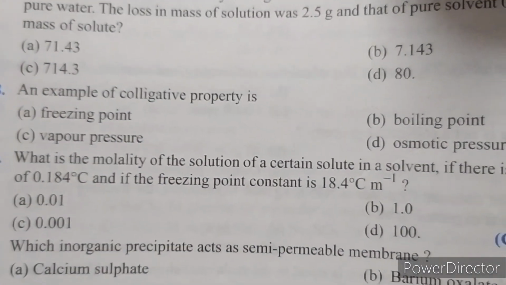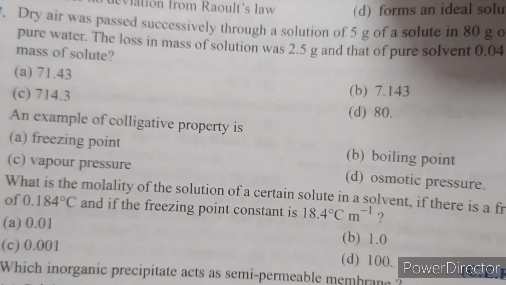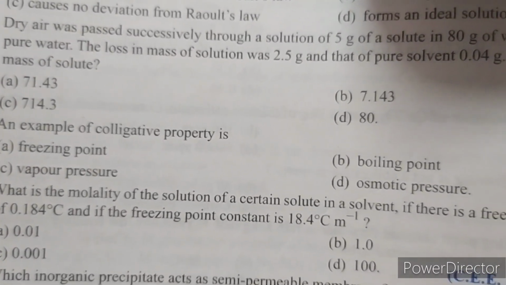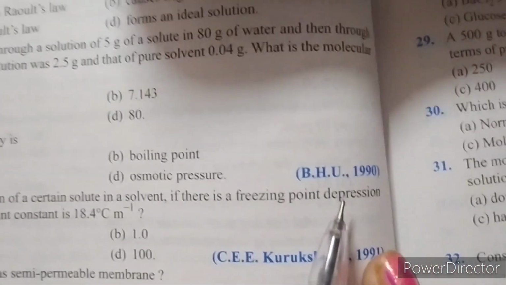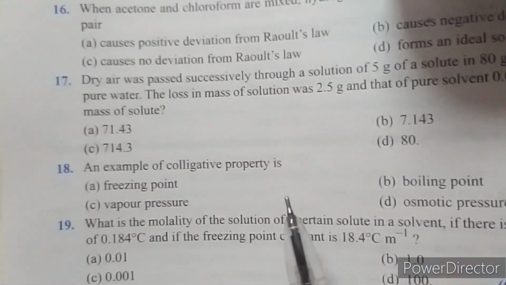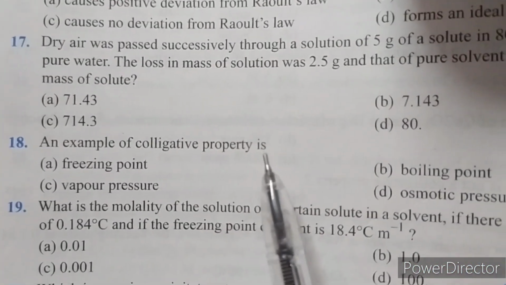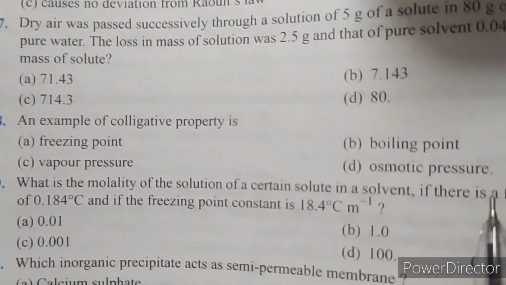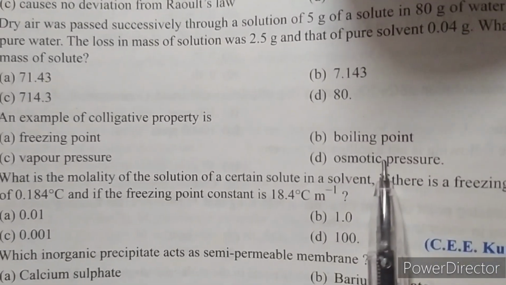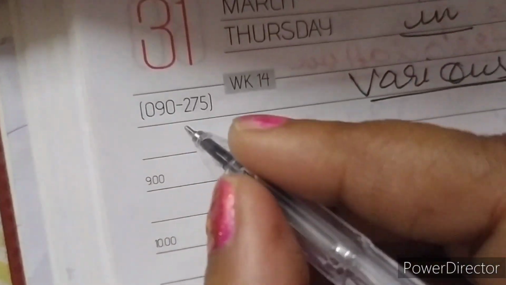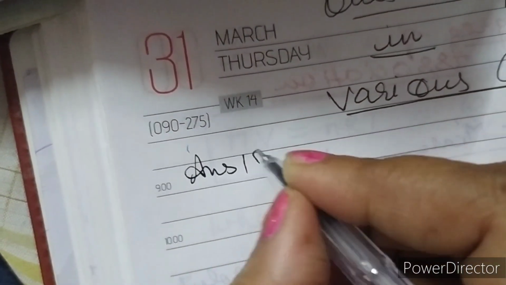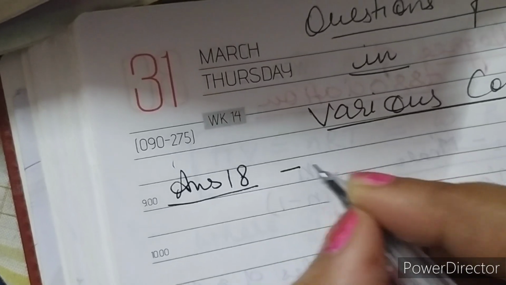18th question: an example of colligative property is, and you have been given the four options: freezing point, vapor pressure, boiling point and osmotic pressure. This question has been asked in BHU 1990. A colligative property, as we have already dealt with, is only osmotic pressure here. So answer number 18 will be D. Okay, that is osmotic pressure.